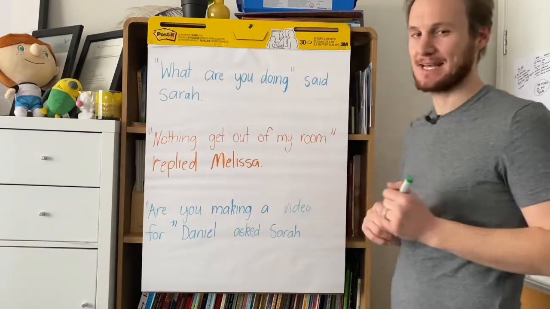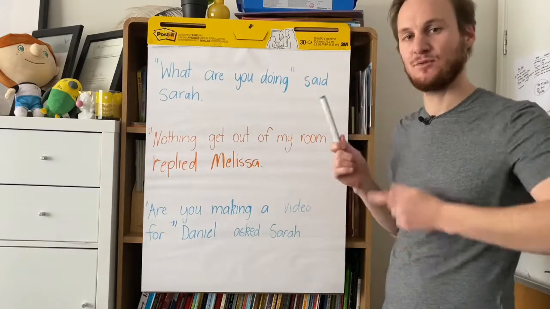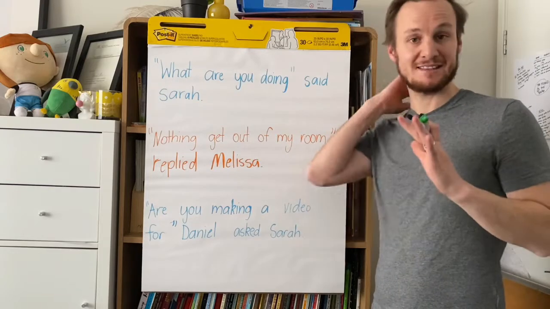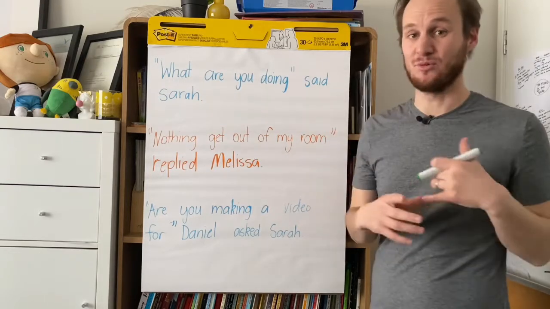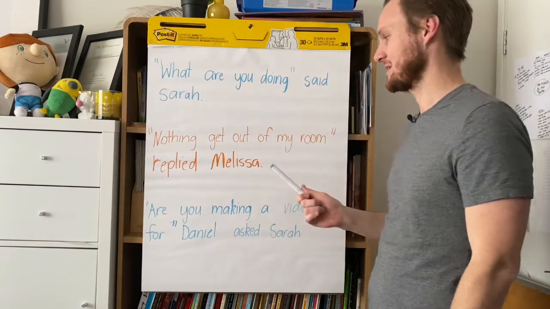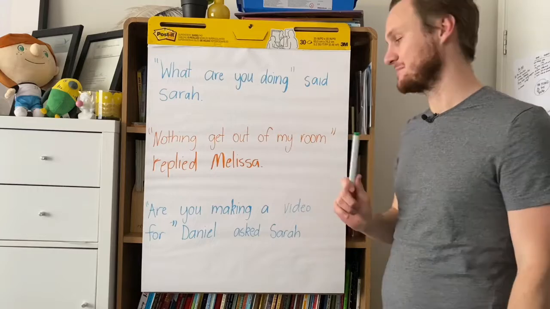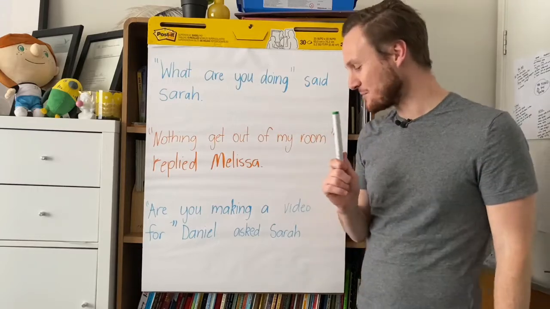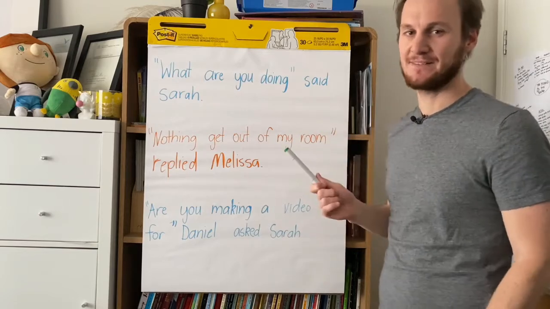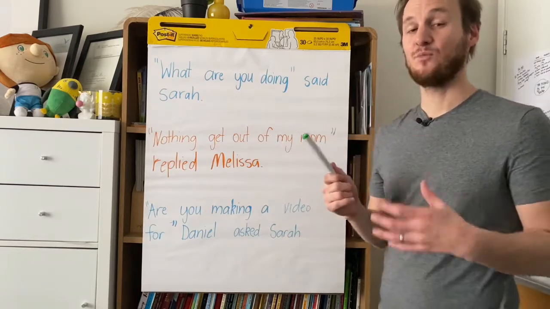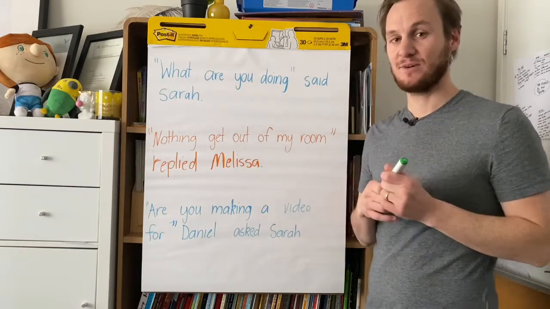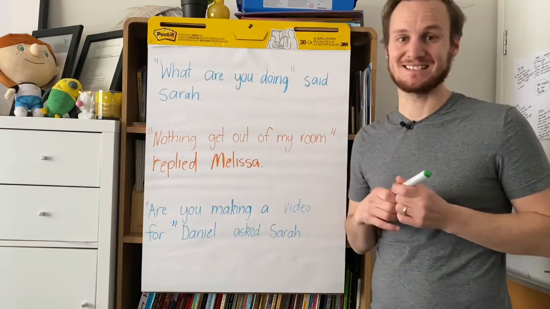Okay, let's try this example. We're going to use this dialogue to see if we can make it better to not only do the correct punctuation, but to make sure that this dialogue is actually moving the story forward and telling more. So at the moment it says, "What are you doing?" said Sarah. "Nothing. Get out of my room," replied Melissa. "Are you making a video for Daniel?" asked Sarah. So it's obviously two sisters talking to each other, making fun of each other, trying to mess with each other. And I don't necessarily think this dialogue shows enough of what's happening in the story. So let's see if we can add in some punctuation, but also make our sentences better.